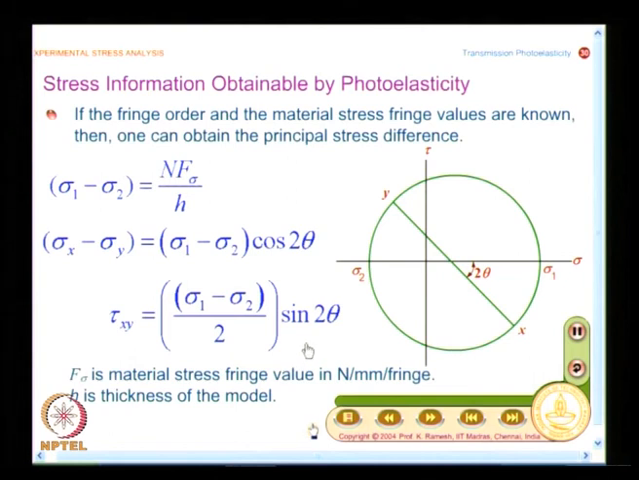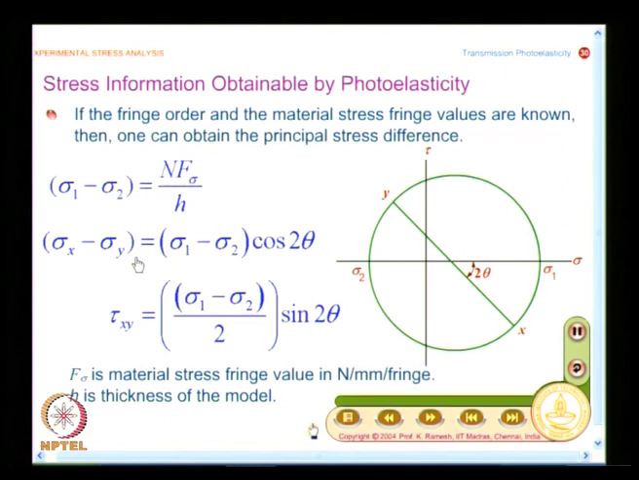So, what you find is that from photoelastic analysis, a simple normal incidence can give you the fringe order n and theta at a point of interest. And if I know the material stress fringe value of the model material, then I can use the Mohr circle to find out the normal stress difference as well as the in-plane shear stress. So, I can find out the in-plane shear stress very comfortably, and this is what I said.